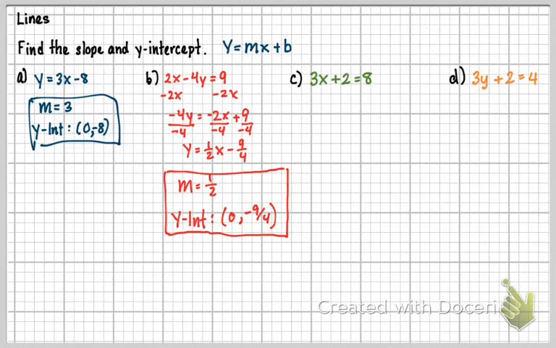Now for this third one here, if you notice, I don't have a y anywhere. So that tells you right away it's going to be one of my special lines, either a horizontal or vertical line. Since I only have an x here, it's going to be a vertical line because it's going to be x equals some number. So the first thing I'm going to do here is subtract 2. So I get 3x equals 6, and then I divide by 3 on both sides. So the line I get is x equals 2.